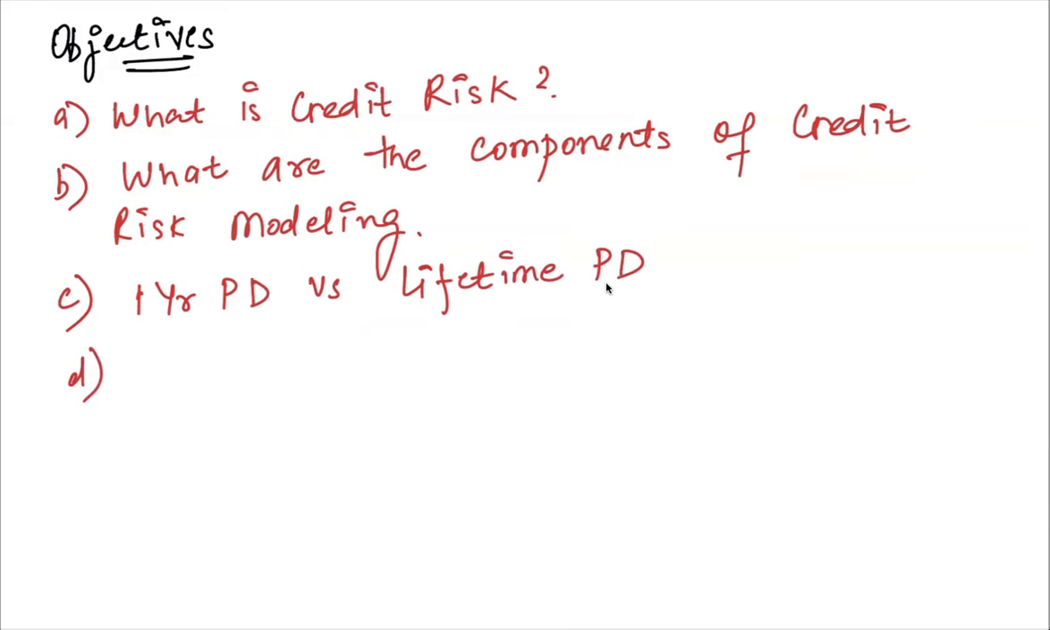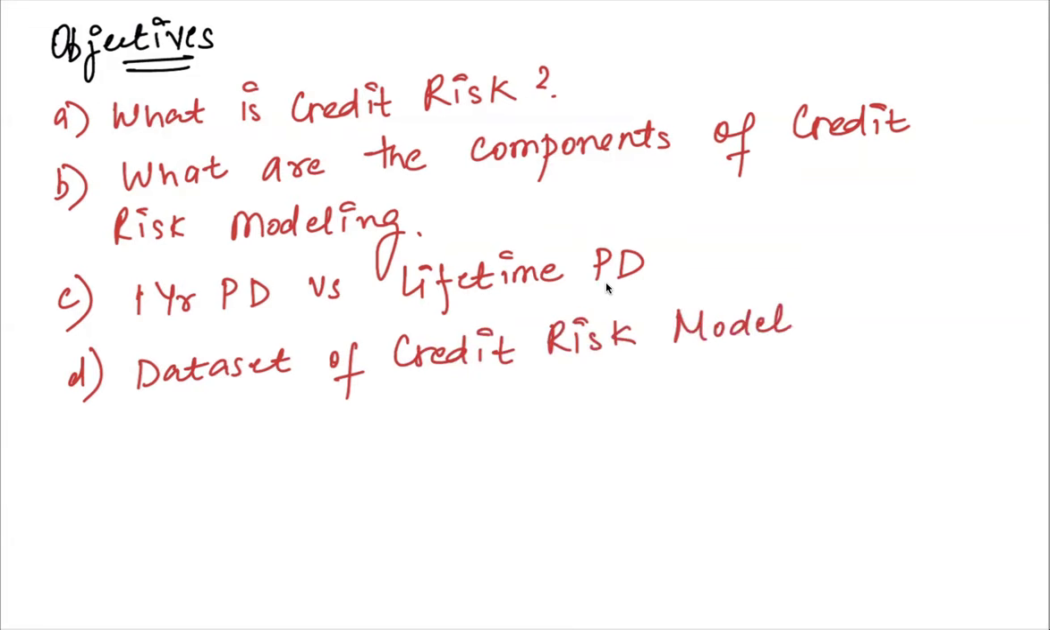Then we'll look into the data set. How does the data set of credit risk modeling look like? And this is one of the most important interview questions also: what were the variables in your data set. A lot of times the interviewer will ask you, what were the loan characteristics variables, what were the macroeconomic variables, what were the borrower attributes.